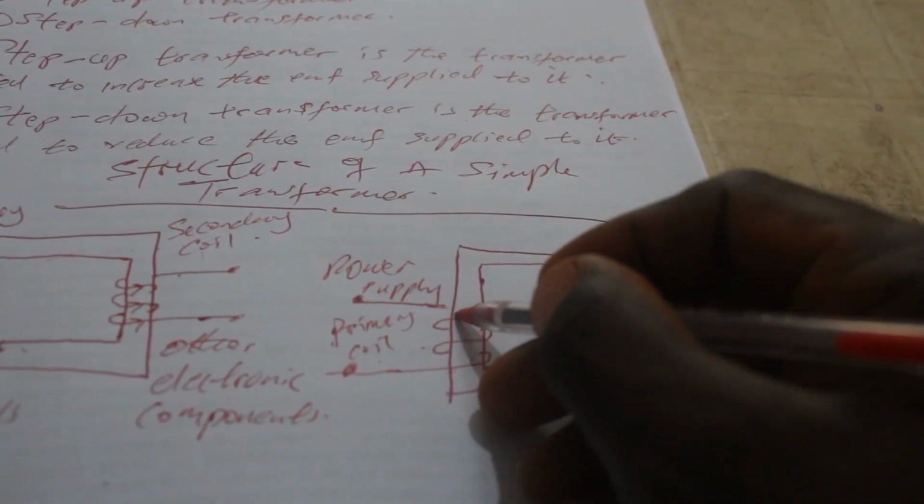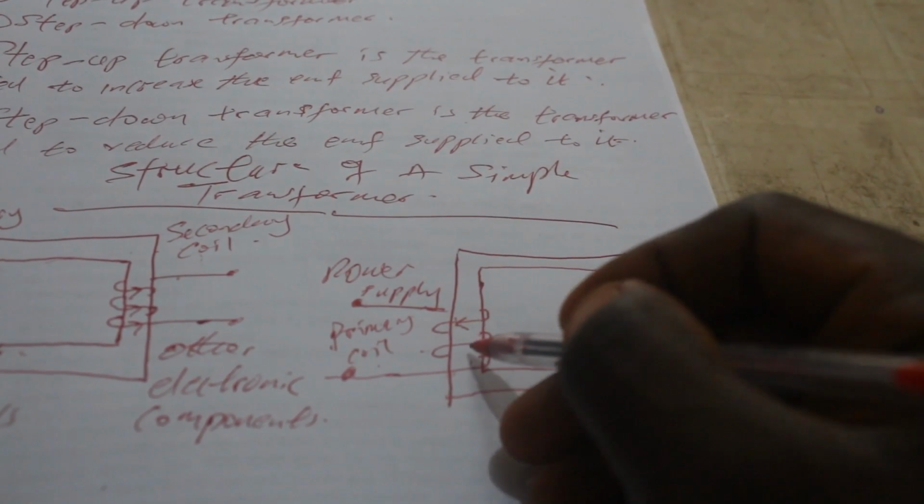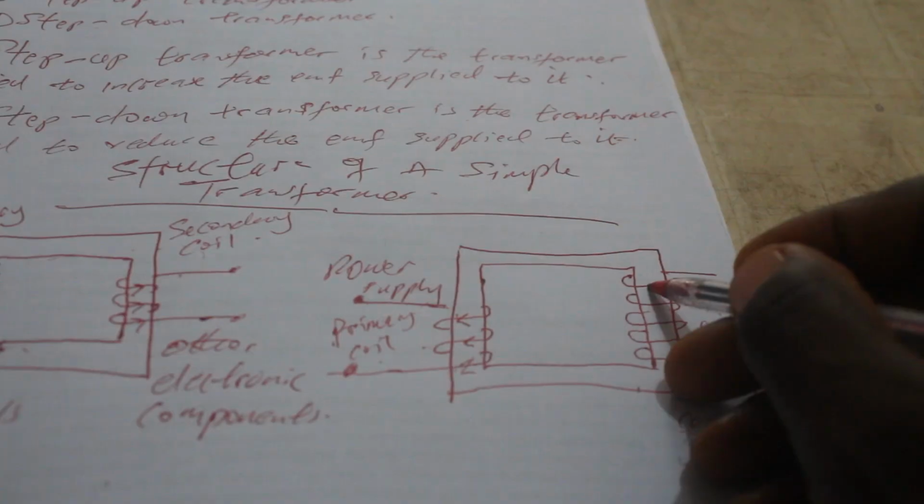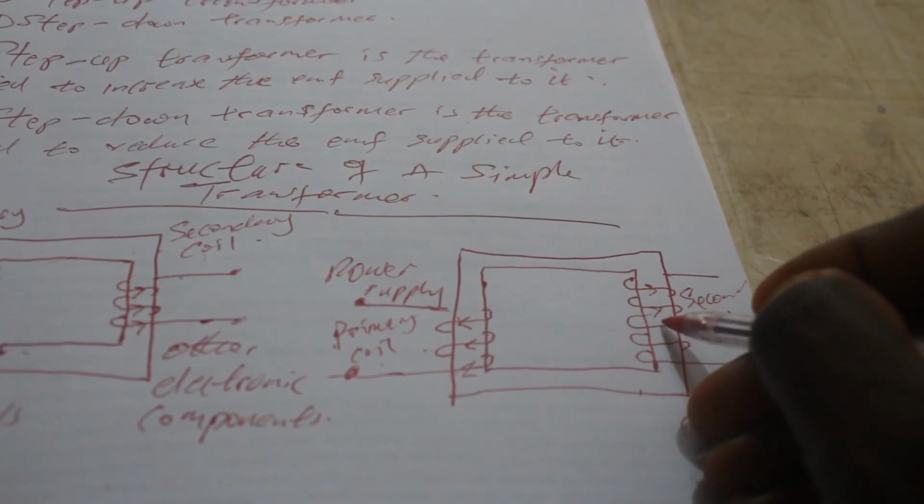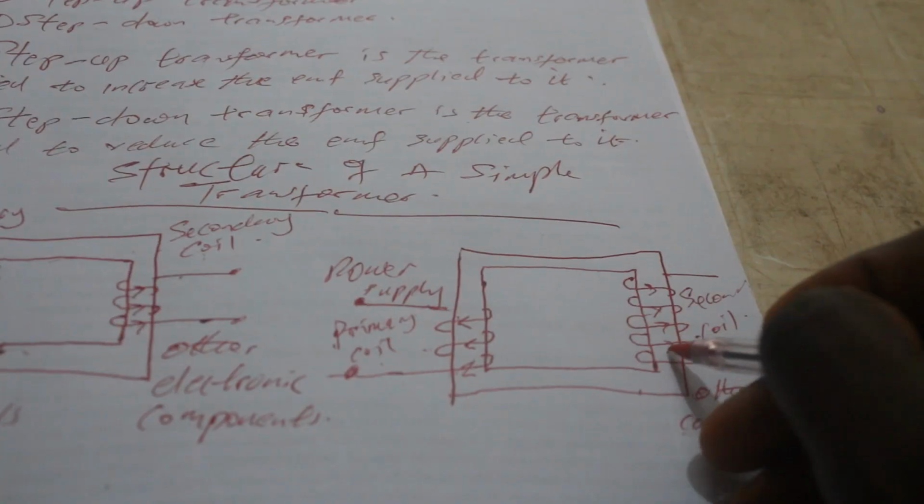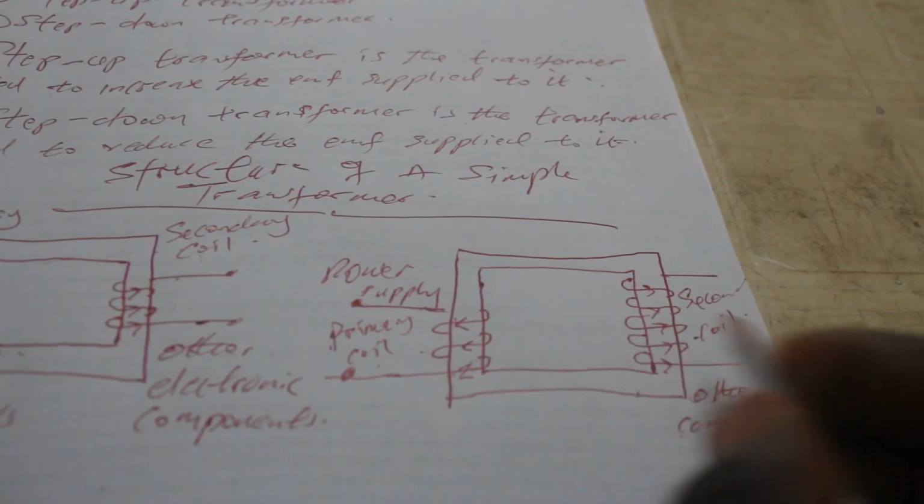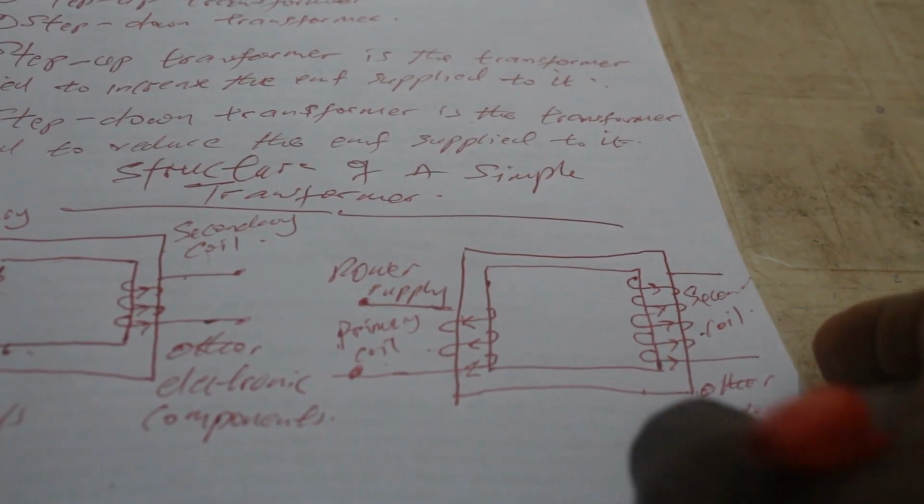Now, like I said, the primary and secondary coils are wound in opposite directions. Because if you don't wind them in opposite directions, there is no way an EMF can be induced in the secondary coil.